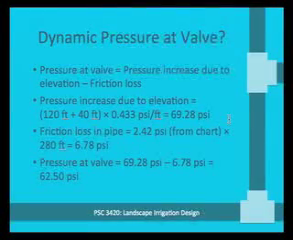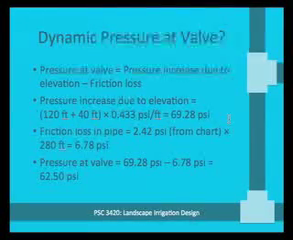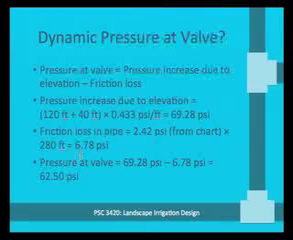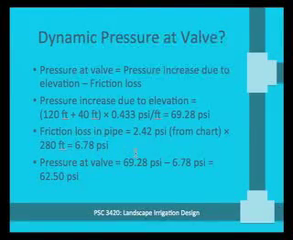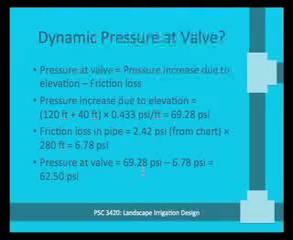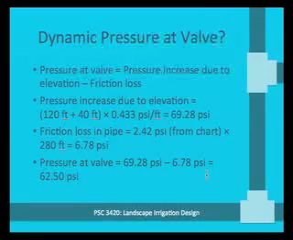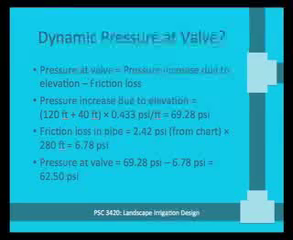The friction loss in the pipe, we looked at the chart, is going to be 2.42 psi times 280 feet of pipe. When you work that out, you end up with a friction loss of 6.78 psi. So putting it all together, the pressure at the valve is going to equal 69.28 psi minus 6.78 psi, and that leaves you with a pressure of 62.5 psi at the valve.